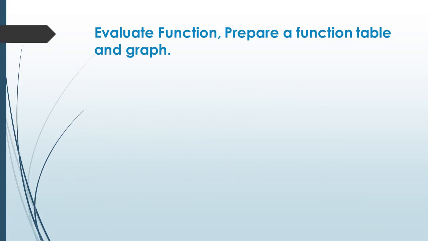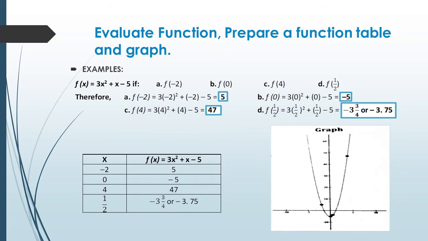Okay, next, evaluate a function, prepare a function table, and graph. Example: f of x is equal to 3x squared plus x minus 5. Ibig sabihin po niyan class, ang ating given sa evaluate function, prepare a function table, and graph ay yung 3x squared plus x minus 5, na ang gagamitin po nating value ng x ay makikita nyo sa letter A, B, C, and D. Ano-ano nga po ba yung mga value na makikita natin sa ating PowerPoint?